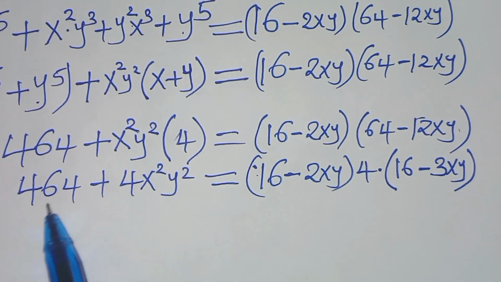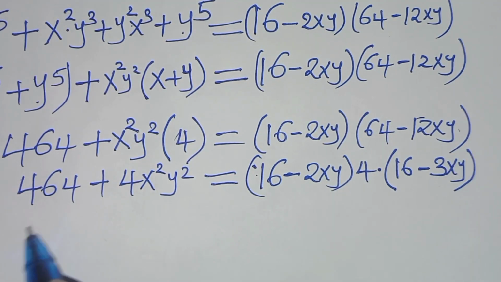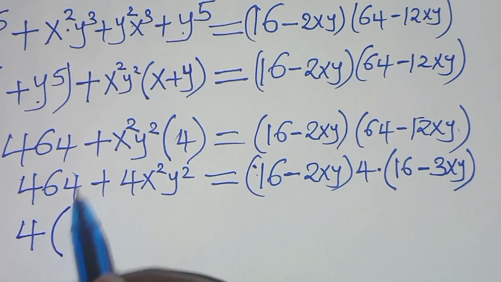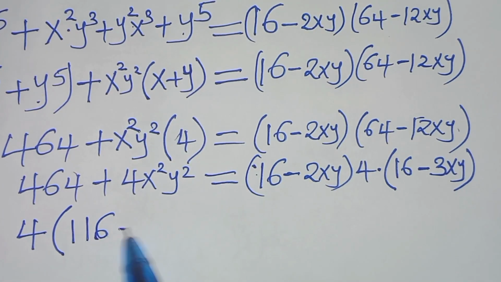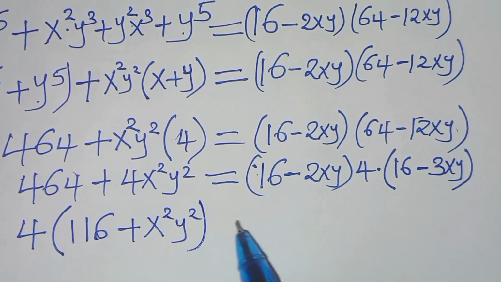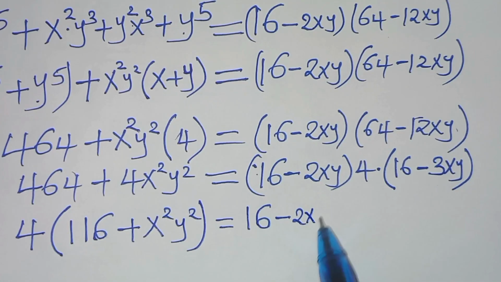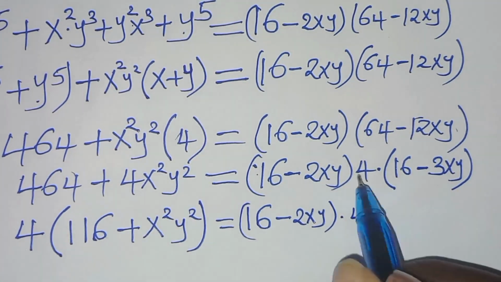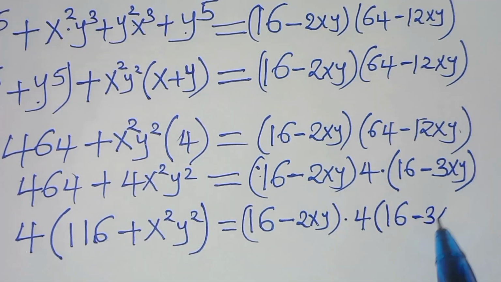On the left hand side here, we have 464 plus 4x squared y squared. So 4 is common here. We can factor out 4. Then you see 464 divided by 4. This is 116 plus x squared y squared. This is equal to 16 minus 2xy multiplied by 4. We need to factor 4 here. So we have 16 minus 3xy.